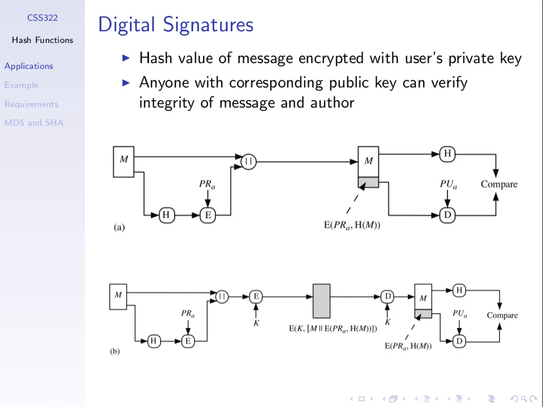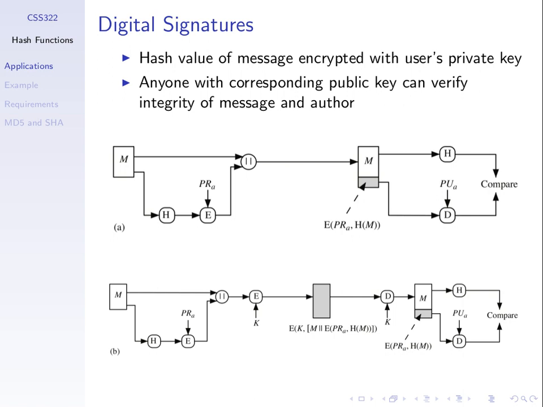Diagram, the figure B on this slide, what does it do? It combines the previous approach, but it also encrypts everything with symmetric key encryption. That is, take the message, calculate the hash value of the message, encrypt with a private key of A, concatenate with the message, which is all the same as this part in figure A, but now, instead of sending the message unencrypted, encrypt everything with a symmetric key cipher using a shared secret key K.